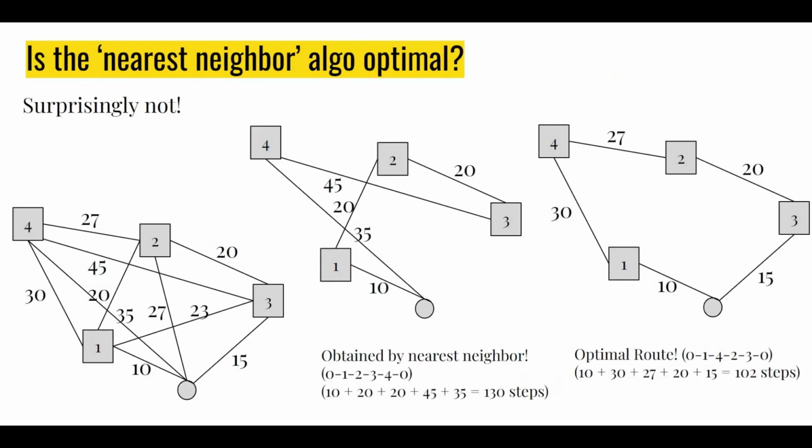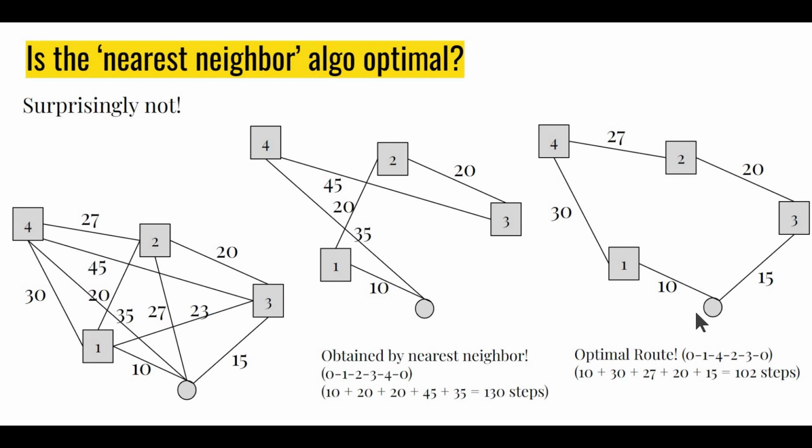The same example that I just showed you, with 4 nodes, the nearest neighbor algorithm is in fact not optimal. Let's see why. You will find that the nearest neighbor will take you to 10, to 20. So 1 to 2 to 3 to 4, and then back to 0. And the cost of this is 130 steps. Whereas if I were to do an optimal route, it would be 1 to 4, 2, 3, and back to 0. Now, this is very interesting.